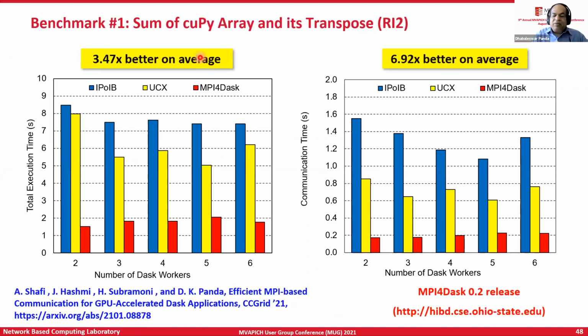A similar project we have also started with Dask. Yesterday you also heard about that tutorial. Dask is for data science. Currently the Dask support is only with UCX. We have introduced MPI4Dask. We had a 0.1 release, and we made a second release, 0.2, and now using the MPI4Dask release, you should be able to get almost 6.9x better performance, or 3.47x for the sum of CuPy arrays. On all these websites, we have additional numbers. Please feel free to take a look at those.